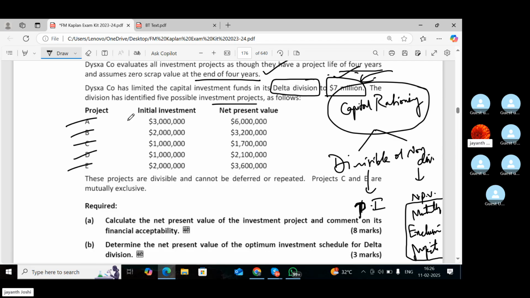Now, seeing all these projects, you should know one thing: the investment you are doing should not surpass 7 million. These projects are divisible. They are clearly saying that the projects are divisible. When they are divisible, we have to use the profitability index to rank. That means we have to see which is the best.